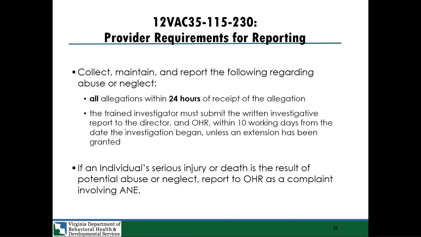As previously stated, all allegations of abuse or neglect or exploitation must be reported to the Office of Human Rights via CRIS within 24 hours of receipt of the allegation.